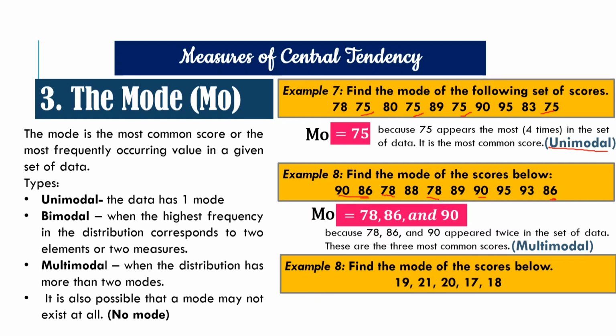We have 19, 21, 20, 17, and 18. As you can see, each of the scores appeared only once, which means that this data has no mode. So those are the examples for mode.